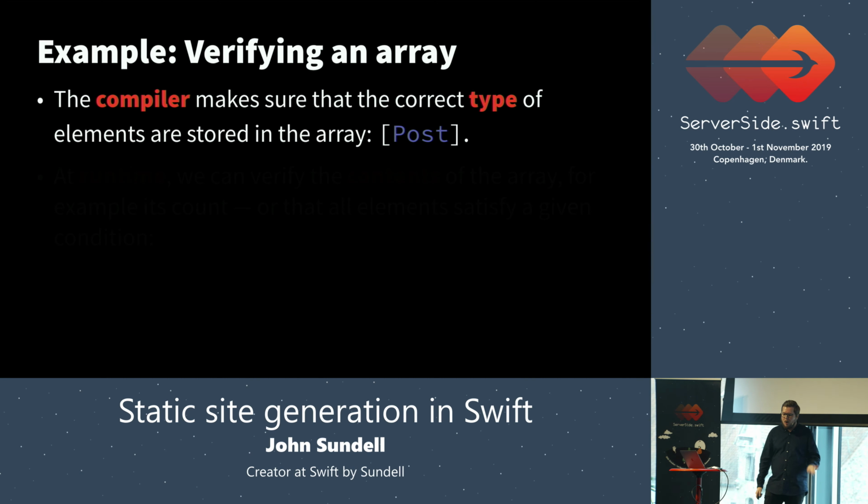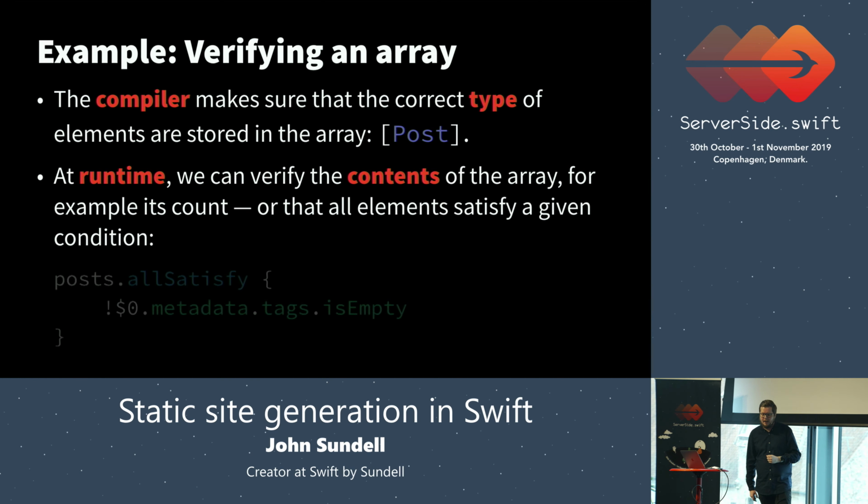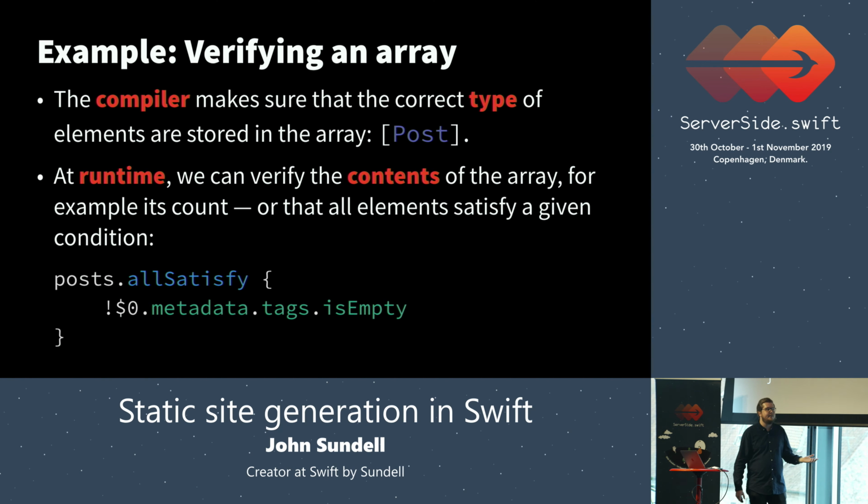But then, at runtime, when we're actually generating our site, we can verify the contents of that array. For example, we can make sure it has the correct count, and we can make sure that all the elements satisfy a given condition. For example, we can do something like this. We can use the allSatisfy API, which is part of the standard library, and we can make sure that all of our blog posts have tags, or else we can throw an error.